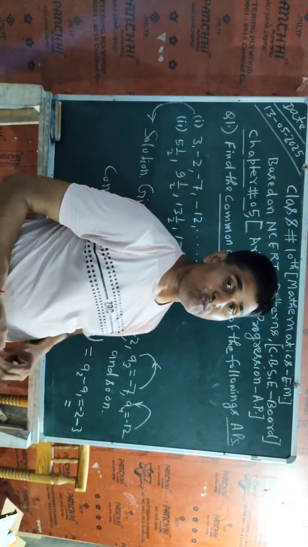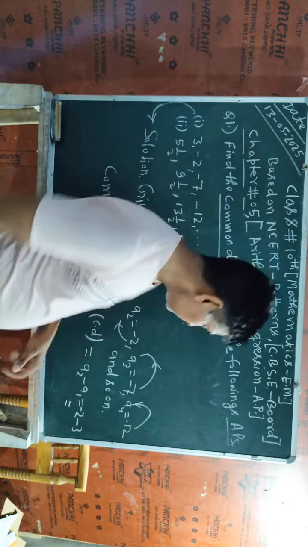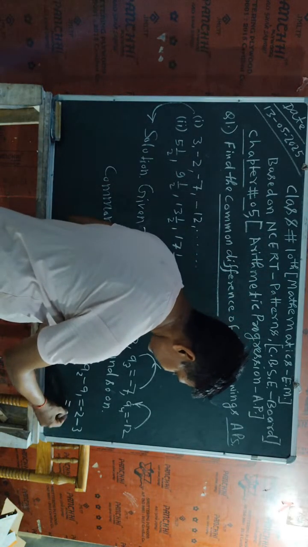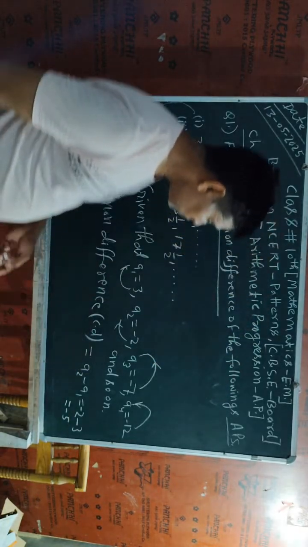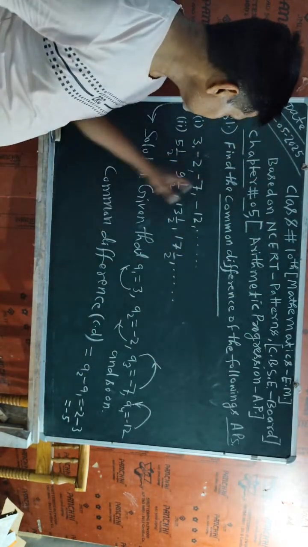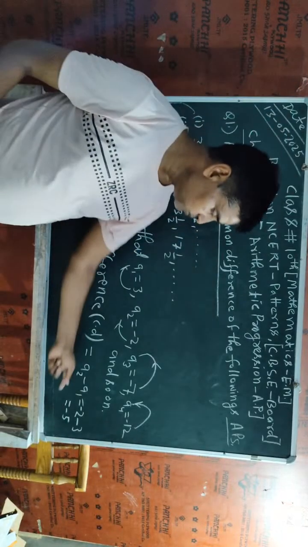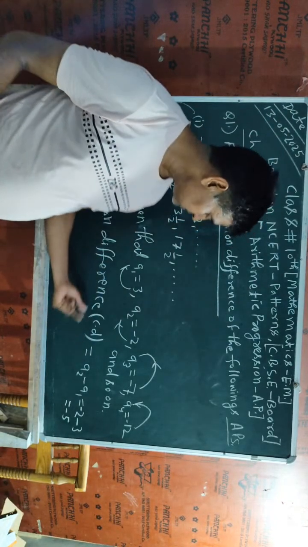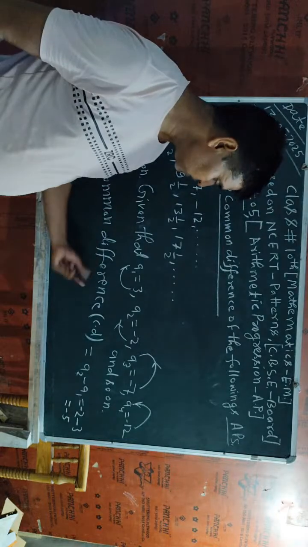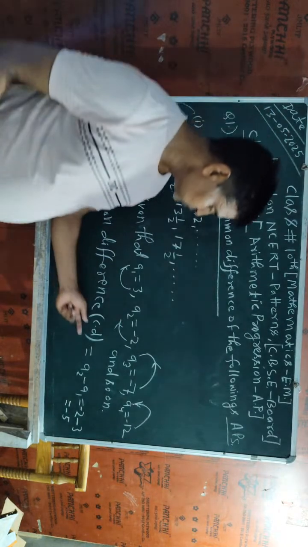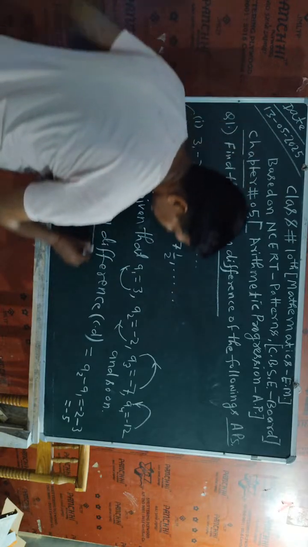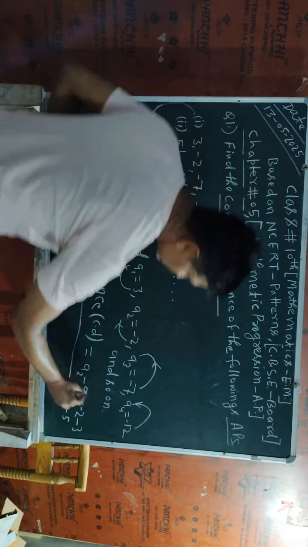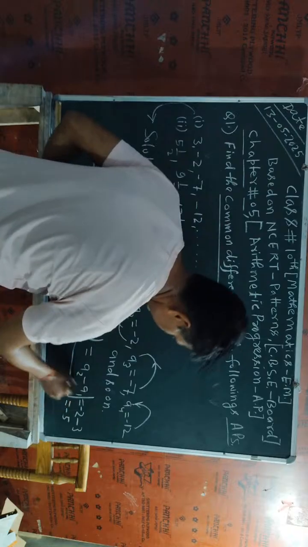So here I will add, but the sign will be minus. So -2 and -3 will be -5. Okay, student. So I have got the common difference of this series, and that is available in AP. The formula of AP is that the common difference, CD, is equal to A2 minus A1.